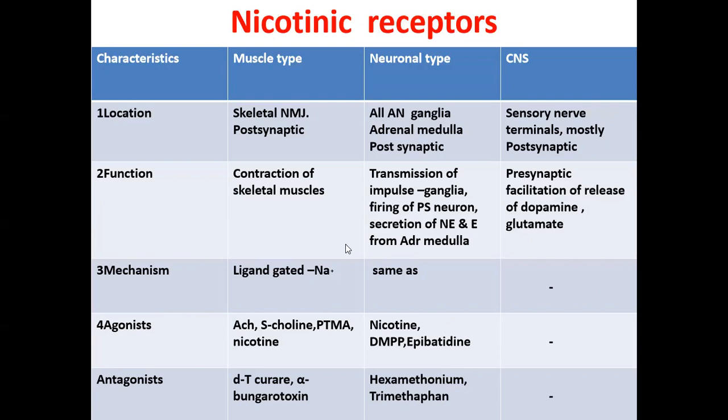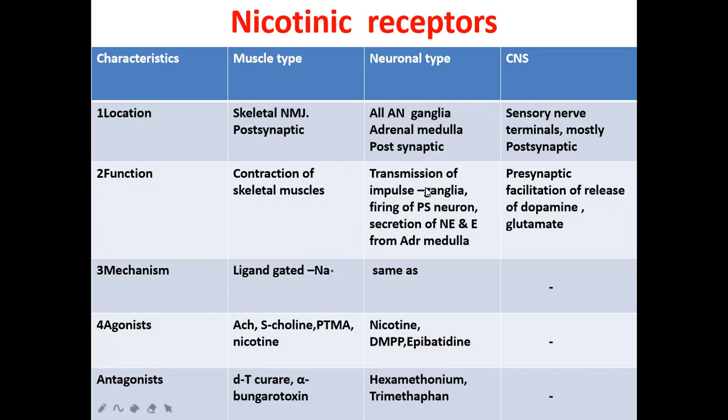When you talk about this NM type and NN type, the location of NM type is the skeletal muscle neuromuscular junction, where they are the postsynaptic receptors. And the neuronal type is found in all the autonomic ganglia, the adrenal medulla, and the postsynaptic ganglion. And in the CNS, they are the sensory nerve terminals and mostly postsynaptic neurons. What are the functions, especially of NM type of nicotinic receptors? They cause contraction of the skeletal muscle.